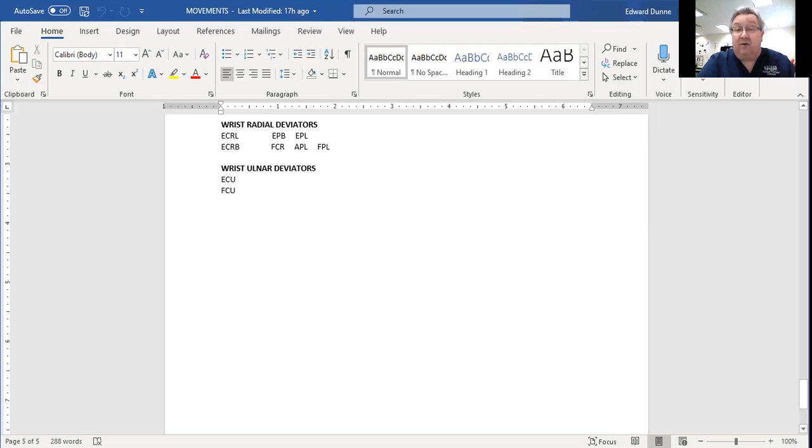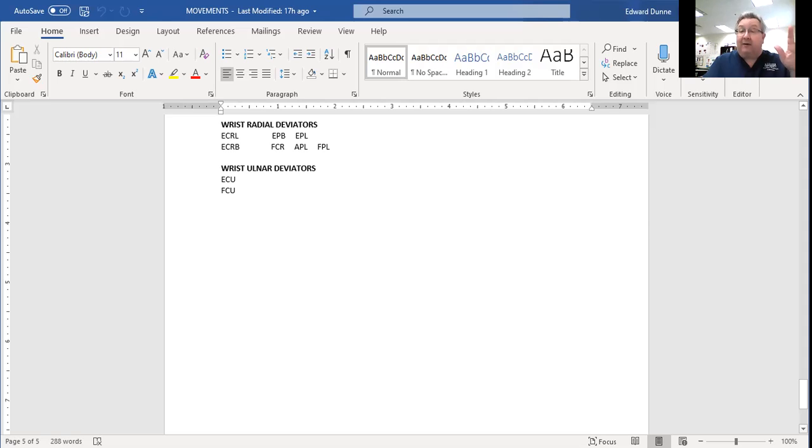Now, you'll see a lot of these other muscles doing it too. And you'll notice there's a lot of thumb muscles. Here's the thumb going towards the radial side. So, extensor pollicis longus, extensor pollicis brevis, flexor pollicis longus, abductor pollicis longus. Those four muscles help with radial deviation. Again, the primary muscles you need to know are extensor carpi radialis longus and brevis. But some of the secondary muscles you need to know also.